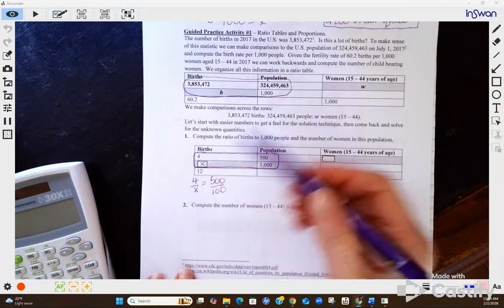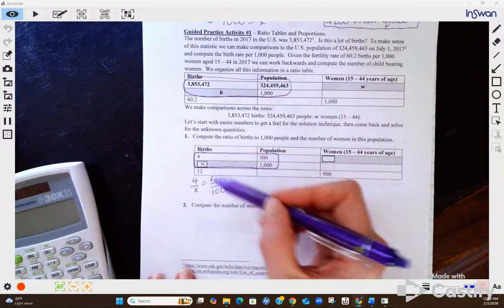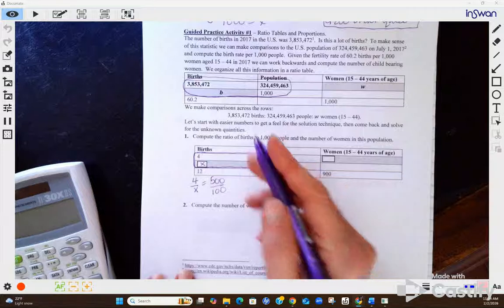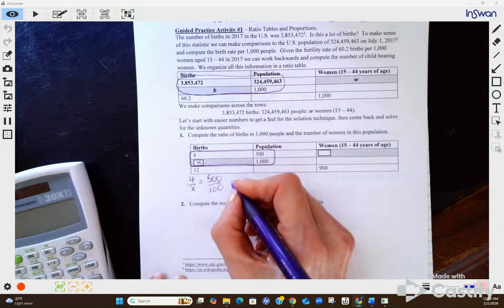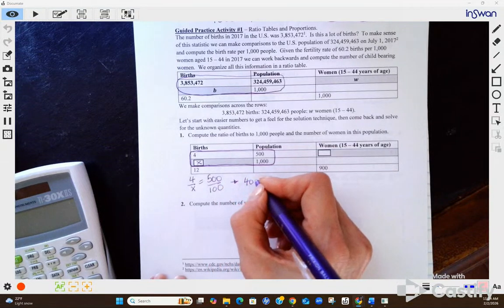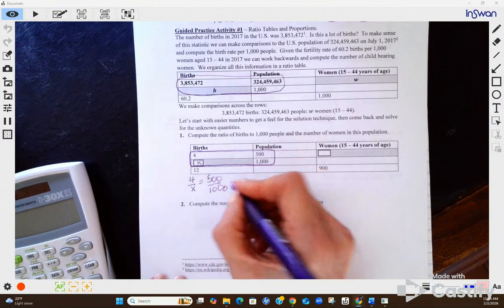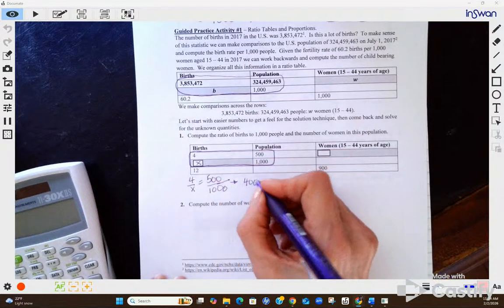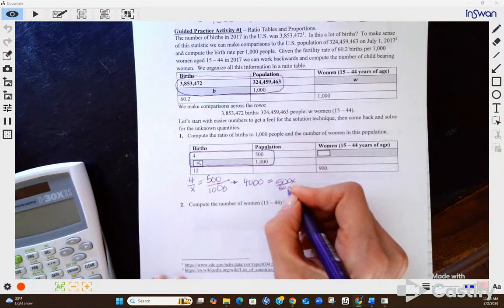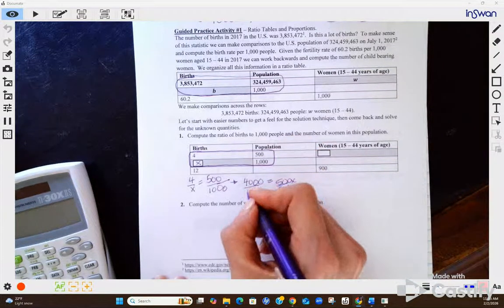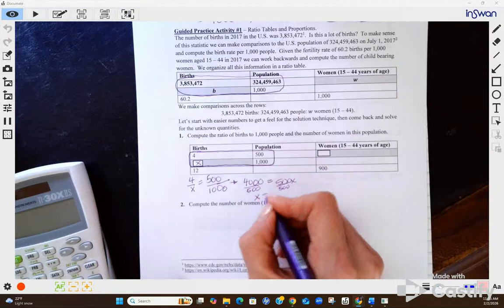Okay, 4 lines up with x, 500 lines up with 1,000, and 4 lines up with 500, and x lines up with 1,000. So all those things are still happening with my proportion. When you cross multiply, 4 times 1,000 is 4,000, equals 500 times x. And we divide both sides by the number in front of the x. And 4,000 divided by 500 is 8.